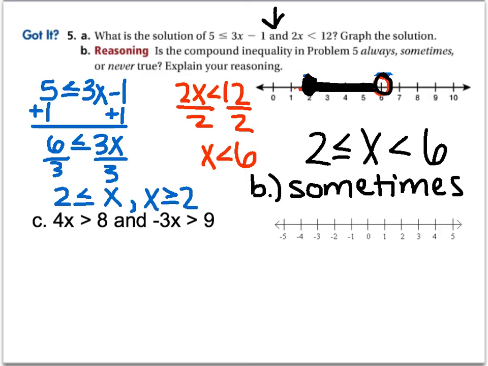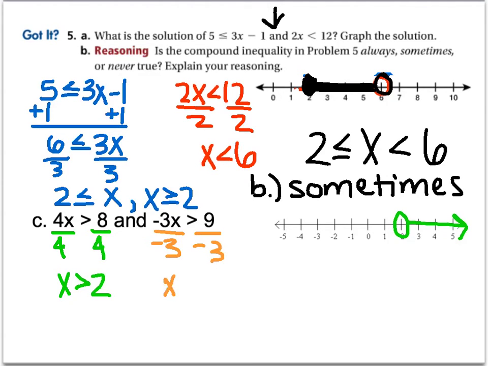Here's a fun one. Example C. Solve both of your inequalities. So x is greater than 2. And don't forget to flip your sign because you're dividing by this -3. X is less than -3.